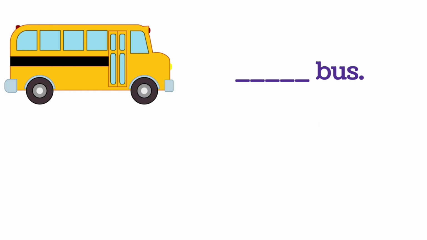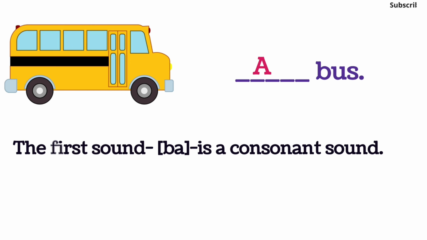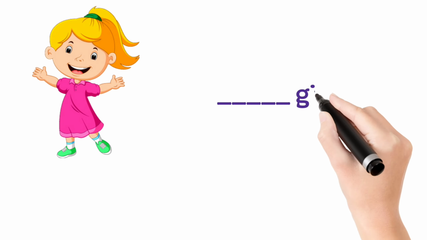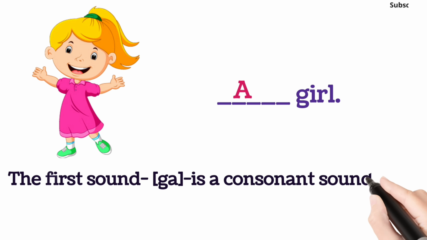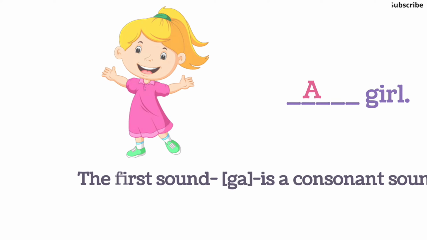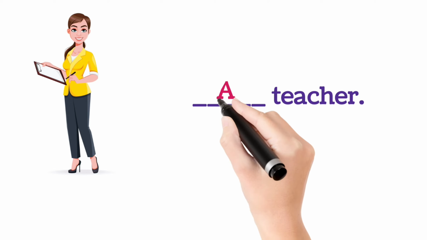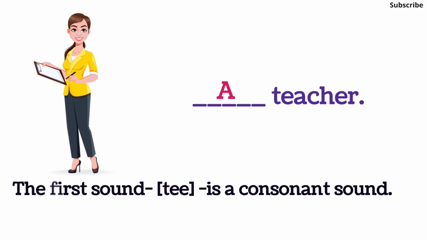Dash bus. A bus. The first sound b of bus is a consonant sound. So a bus. Dash girl. A girl. The first sound g of girl is a consonant sound. So a girl. Dash teacher. A teacher. The first sound t of teacher is a consonant sound. So a teacher.